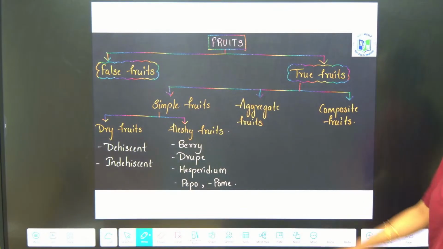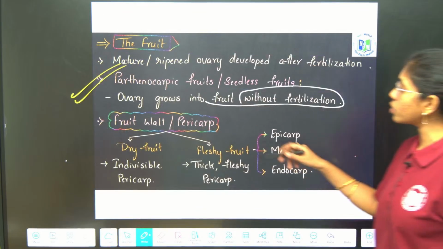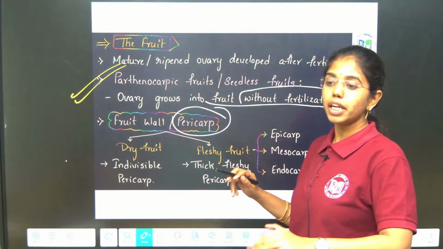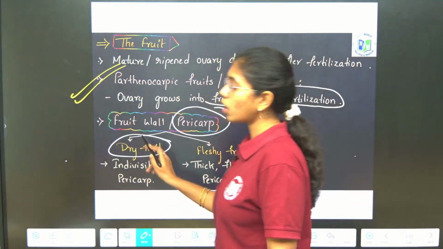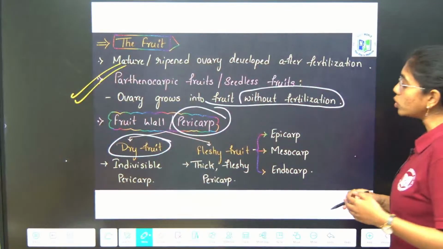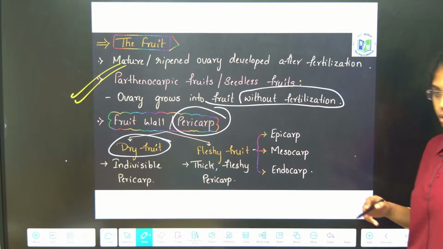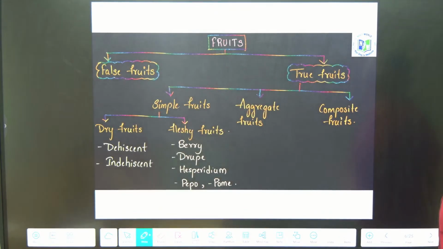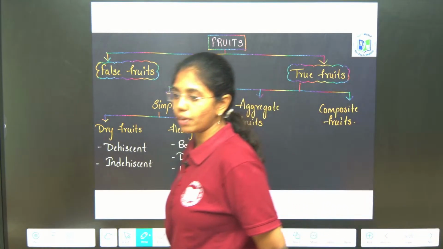First I will tell you the basic classification of the fruits. Based on the fruit wall, they are classified into dry fruits and fleshy fruits. The fruit wall is called what? Pericarp. If the pericarp is indivisible into separate layers, it is single layered, then such fruits are called dry fruits. Those fruits which have a divisible pericarp, divisible into 3 layers, that is epicarp, mesocarp and endocarp, are fleshy fruits.